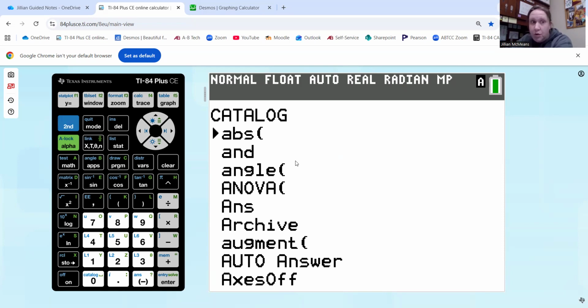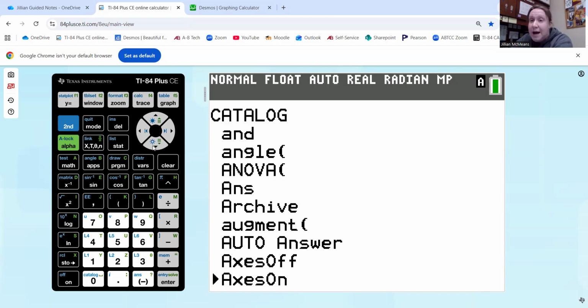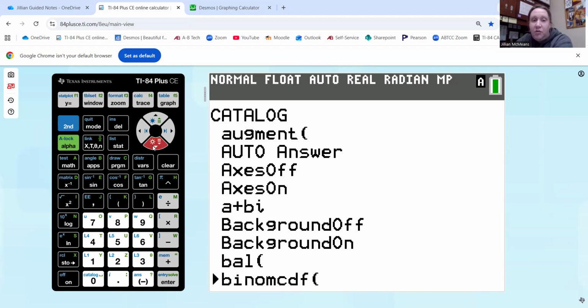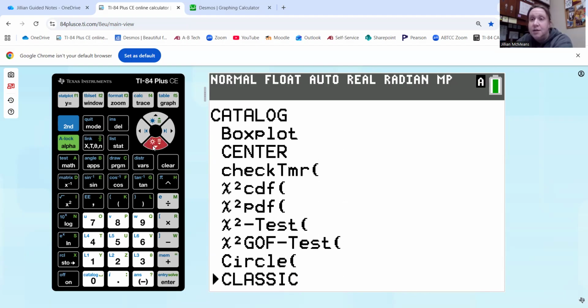You can scroll or you can do second alpha and then choose the matrix button, the X inverse button, or just scroll. I typically just have my students scroll because it's like a 3-button sequence to get it to jump to the D's. So let's scroll. We are looking for diagnostic on, okay? So when you see alphabetized diagnostic on, that's what we're looking for.